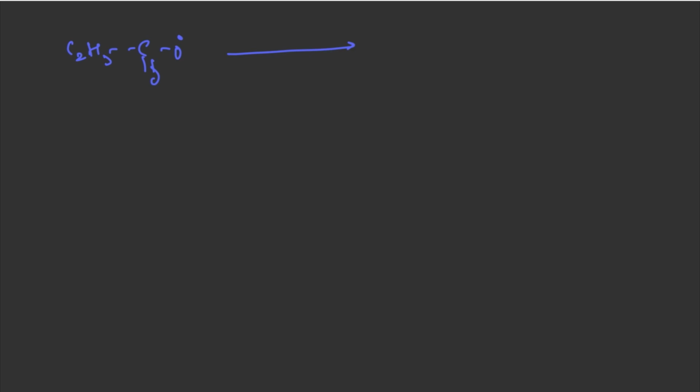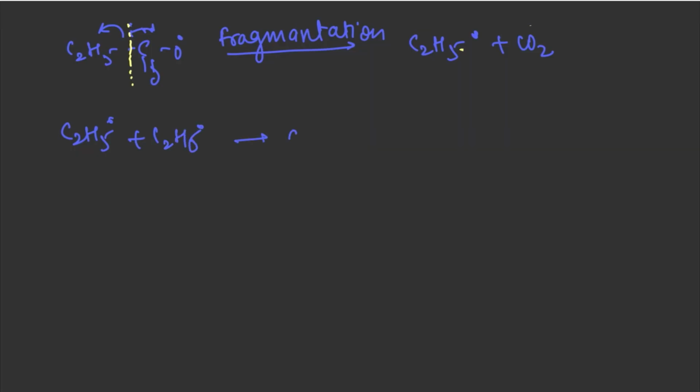Now that C2H5COO free radical undergoes fragmentation. How does it fragment? It breaks the bond here like this, and after fragmentation it forms C2H5 free radical plus CO2. Now two C2H5 free radicals react with each other.